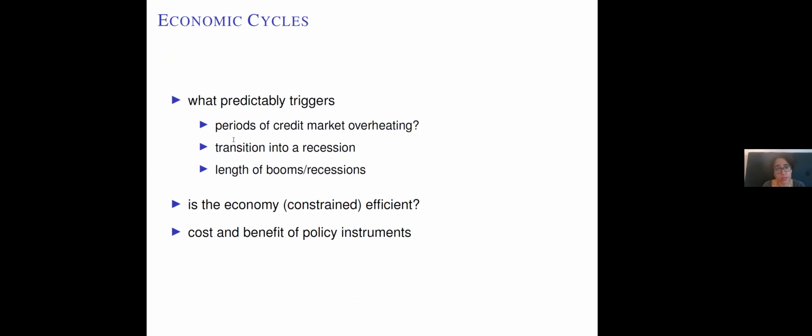So what we're interested in this paper is to think about specifically what predictably triggers periods of credit market overheating, transition into recession, lengths of booms and recessions, and things similar to that. Furthermore, we're interested to understand whether the dynamic economy that arises is constraint efficient, and if it is not, what is the cost and benefits of different policy instruments.